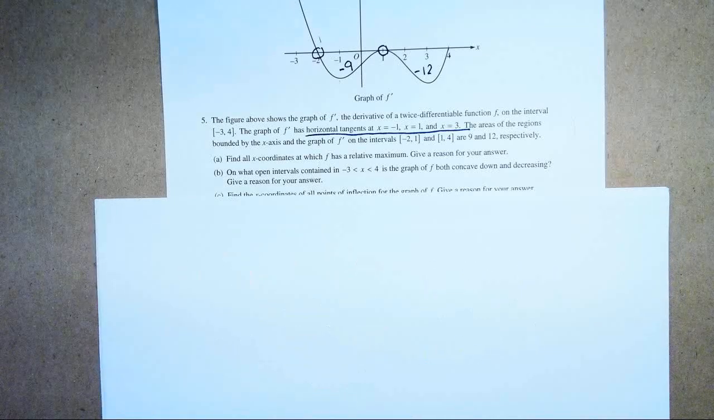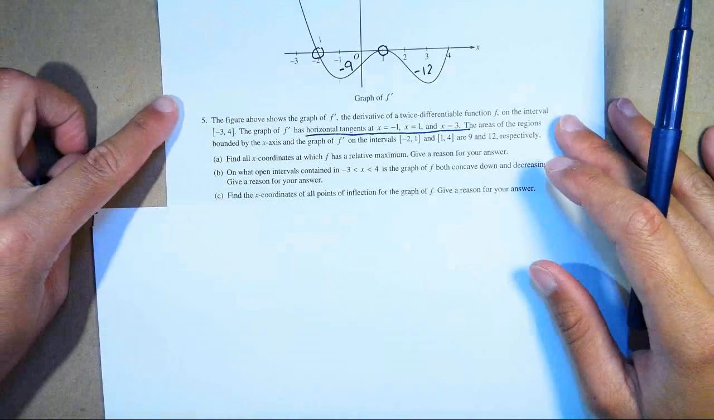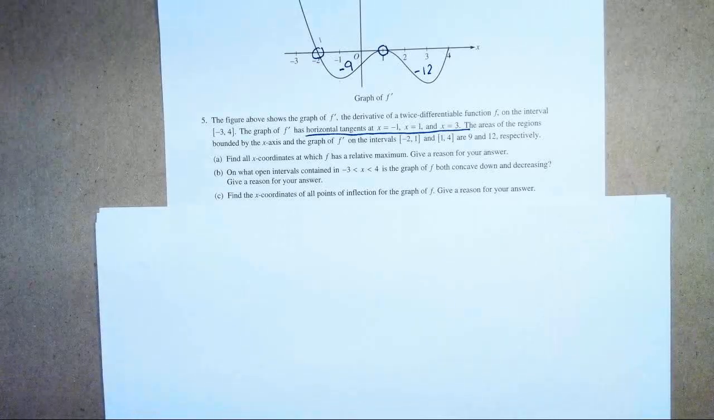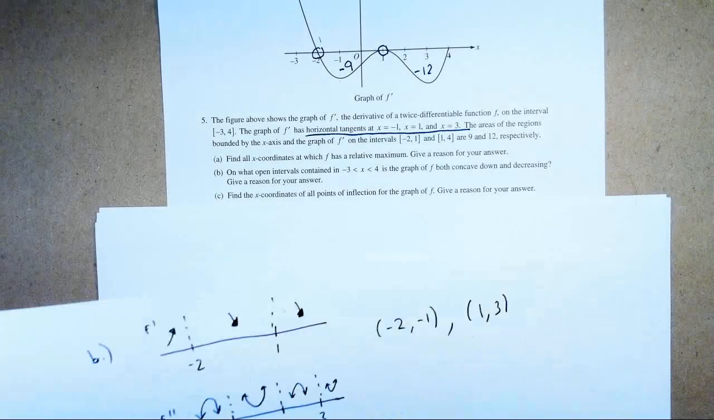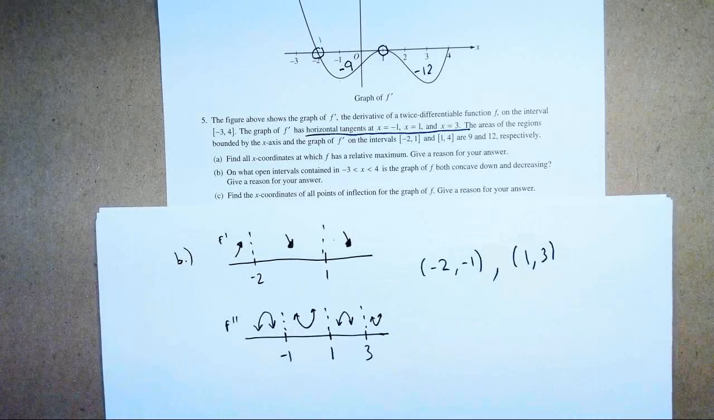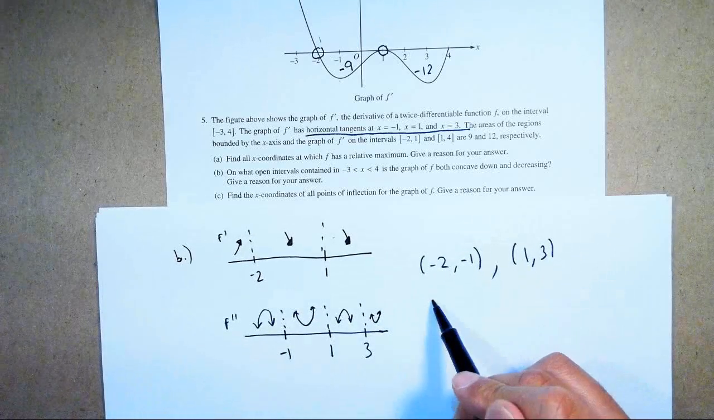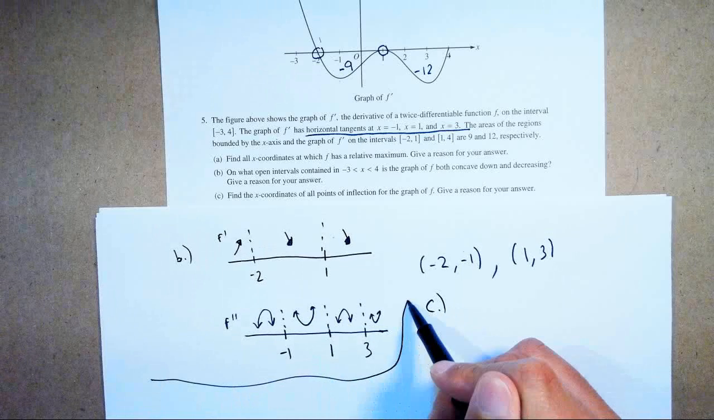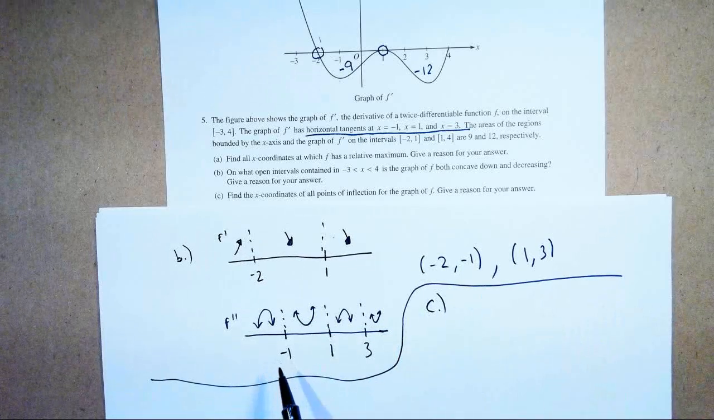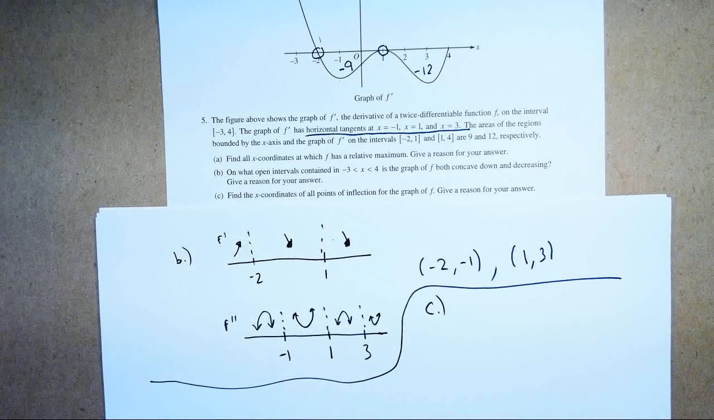Okay, so moving on to part C. Part C says find the x coordinates of all points of inflection on graph f. The good thing is, for part C, so let me separate this. This is my second derivative. So ask yourself, how do I find points of inflection? Well, remember, points of inflection are when they change concavity. Well, when do they change concavity? When it goes from concave up to concave down. Once again, points of inflection are when it changes in concavity.